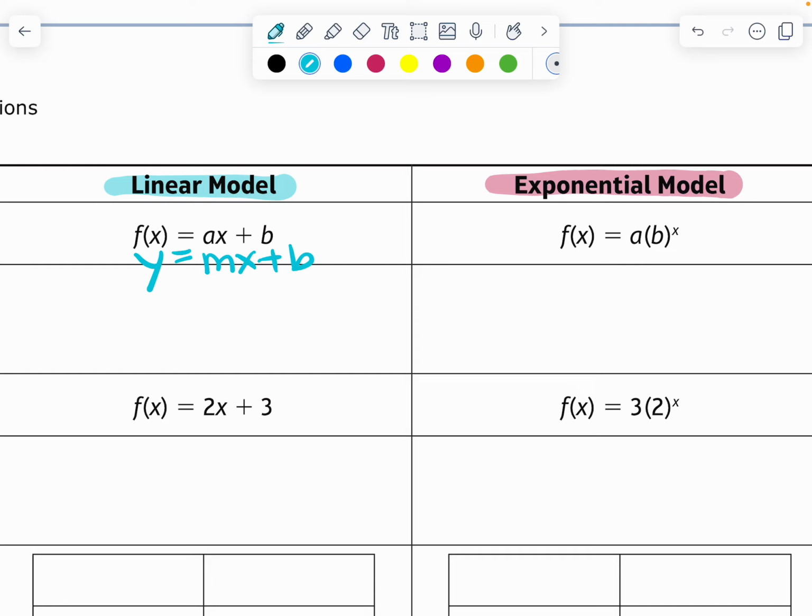We're just changing the variables. It's the same thing, and it's linear. All right, so just kind of keep that in mind.